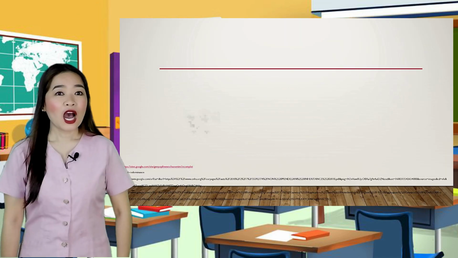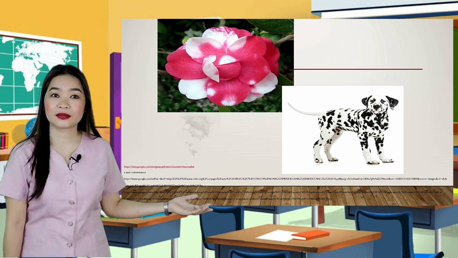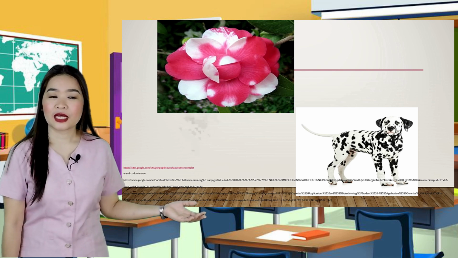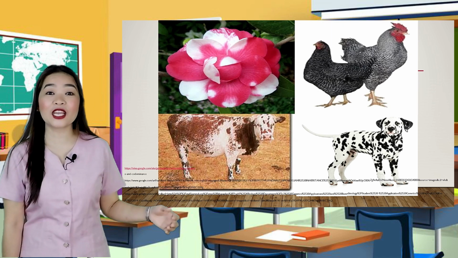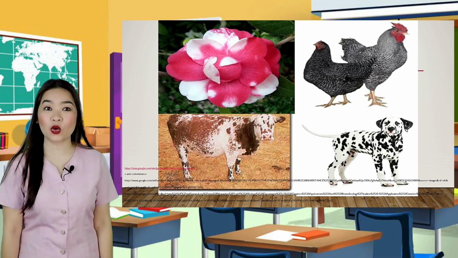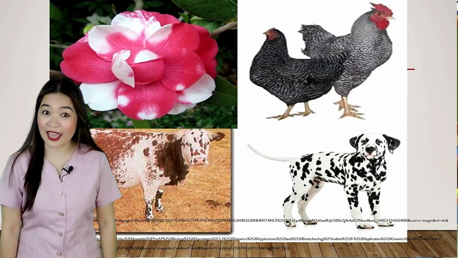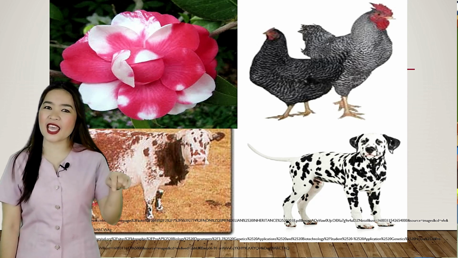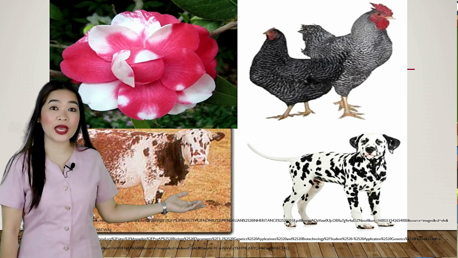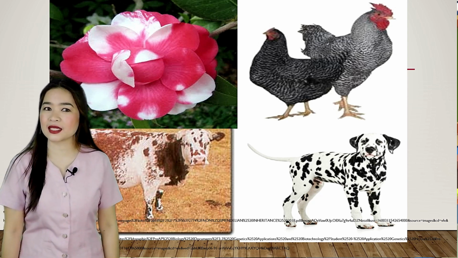Definitely, it's a yes. Have you seen a flower with both red and white in the petals? How about a dog with a white and black spot? How about a chicken with black and white feathers? Or a cattle with a red and white coat? Have you wondered why they exist? If yes, great, because this is the right topic for you. These are just a few examples of non-Mendelian inheritance, which is codominance.